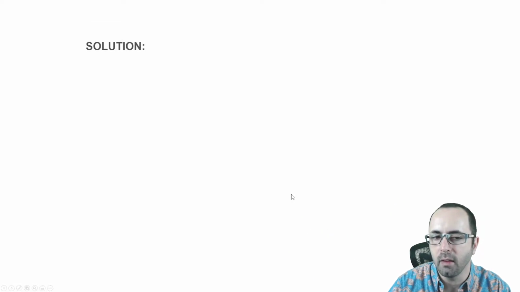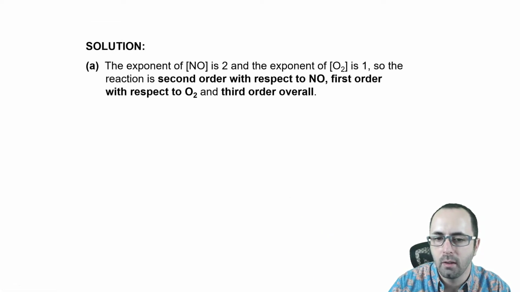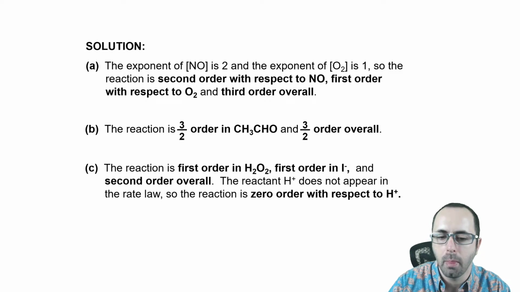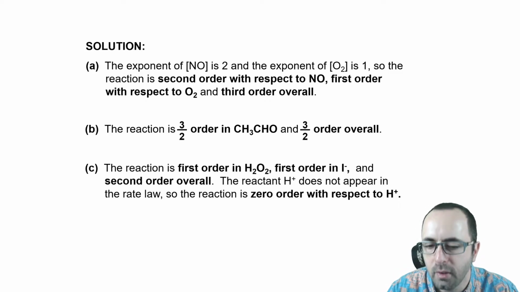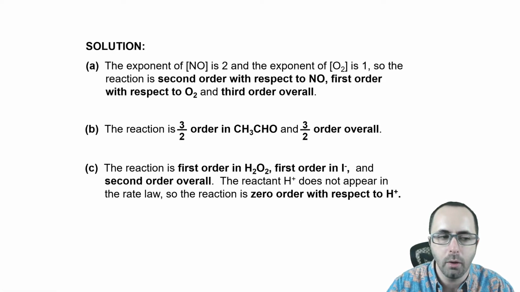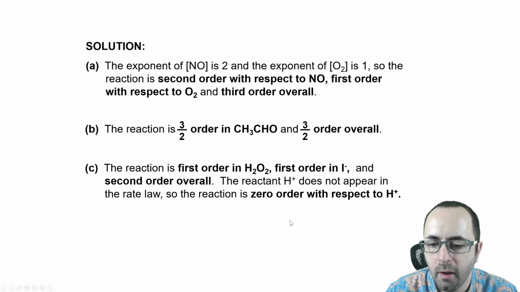Next slide, I have that same stuff written, so if you want to refer back to this. Second order with respect to NO, first order with respect to O2, third order overall. Reaction is 3/2 order with respect to CH3CHO, 3/2 order overall. Reaction is first order in H2O2, first order in I-, overall second order, and H+ is not there because it's 0 order with respect to H+. So anything to the 0 power is just 1, and so you don't see it there.